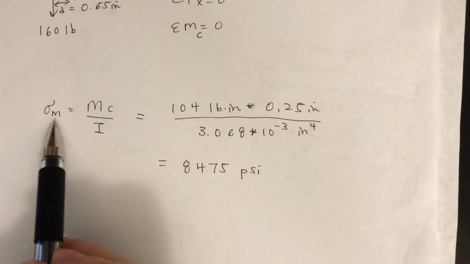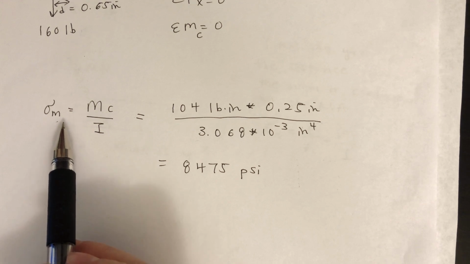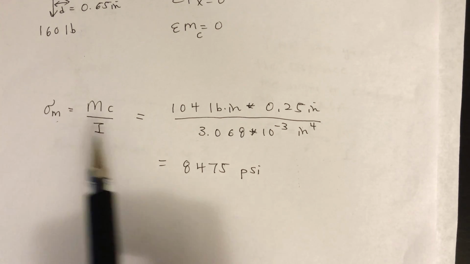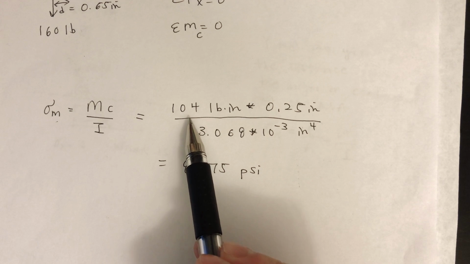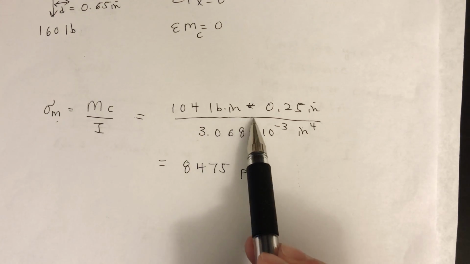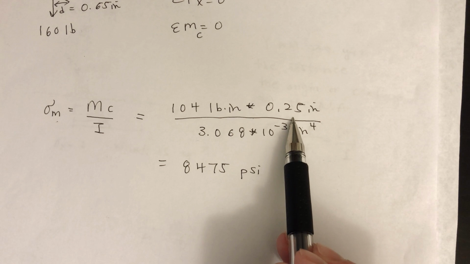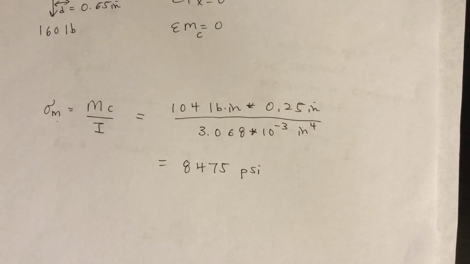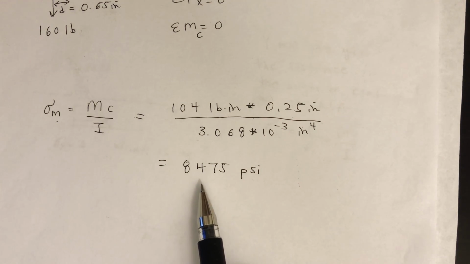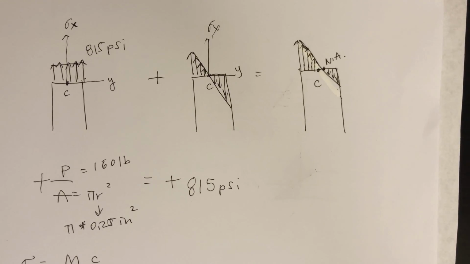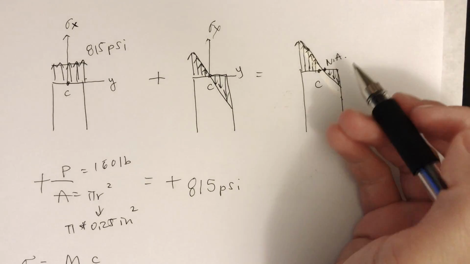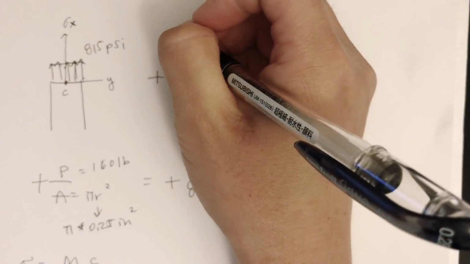Okay, so stress max for moment equals 104 pounds-inch times the radius 0.25 inch over 3.068 times 10 to negative 3 inch to the 4th. That equals 8,475 psi. So let's draw the stress distribution for moment. So that's 8,475 psi.